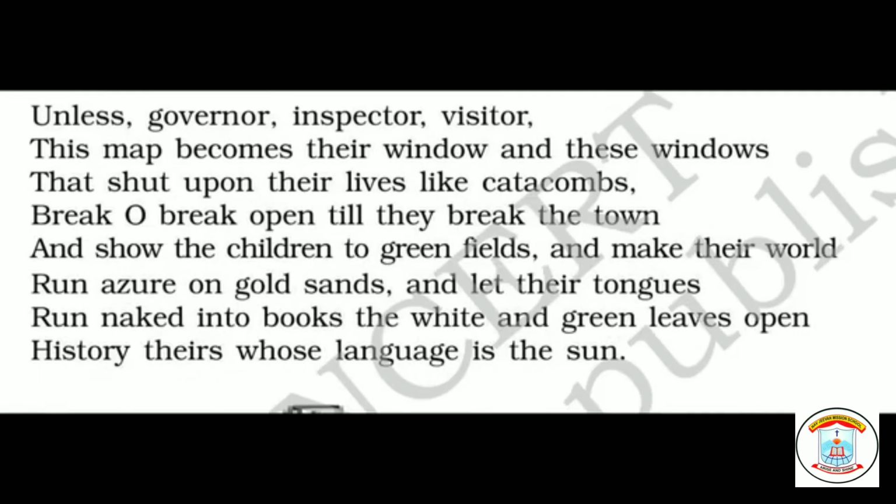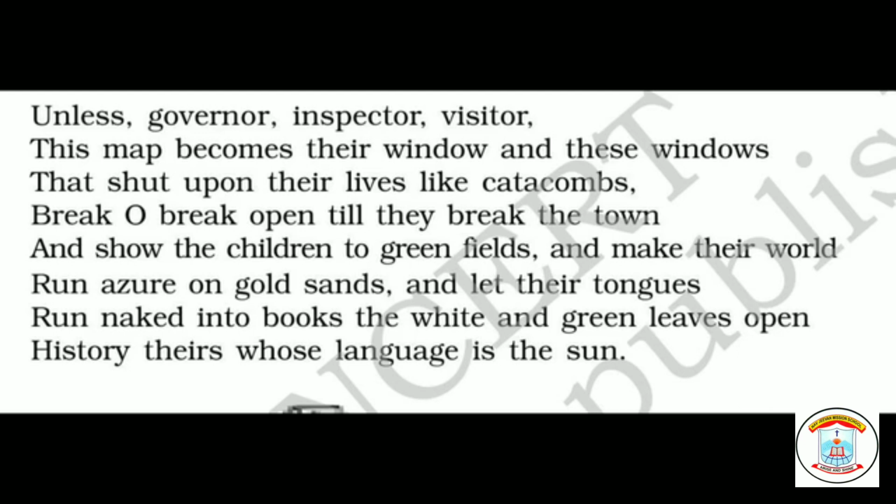In the last stanza, the poet makes a frantic appeal. He comes out with a solution. What should be done to lift these poor children from their dirty slum? Unless governor, inspector, visitor, this map becomes their window, and these windows that shut upon their lives like catacombs break open, till they break the town and show the children green fields and make their world run azure on gold sands, and let their tongues run naked into books, the white and green leaves open, history theirs, whose language is the sun. In the last stanza, the poet makes an appeal to the governor, inspector, visitor, and teacher.